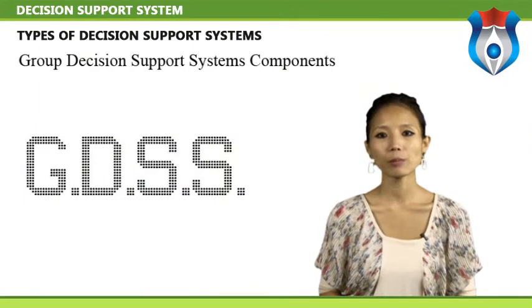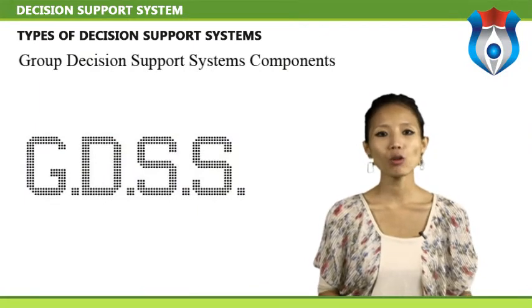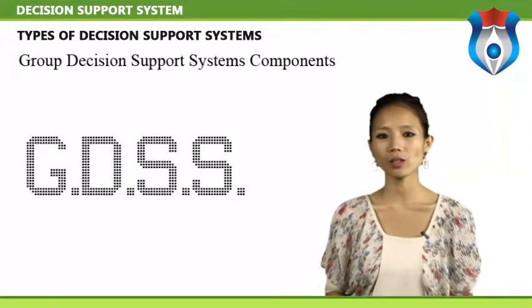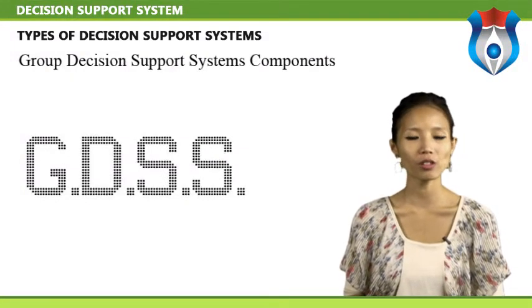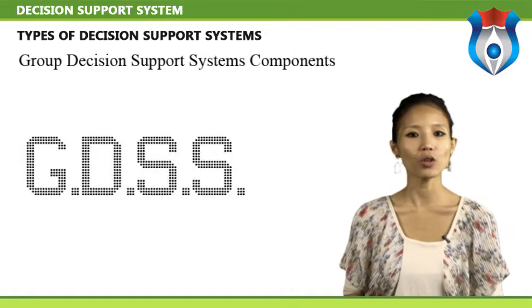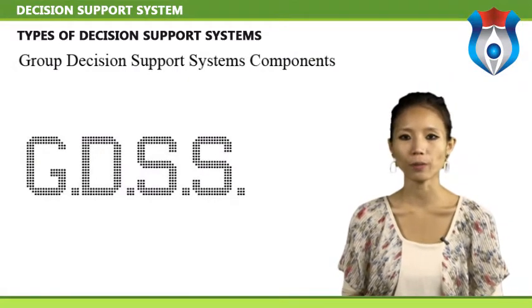Group decision support system components. As with almost all support systems, group support system GSS has three components: computer hardware, computer software and network technology, combined in a variety of configurations.